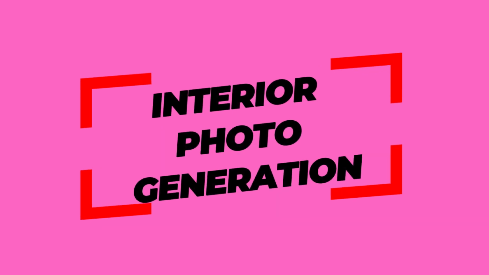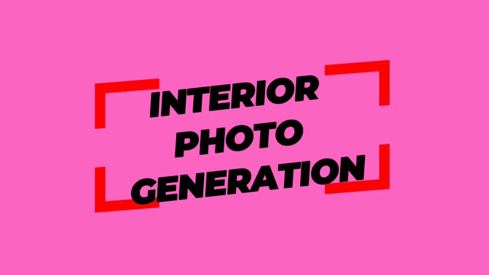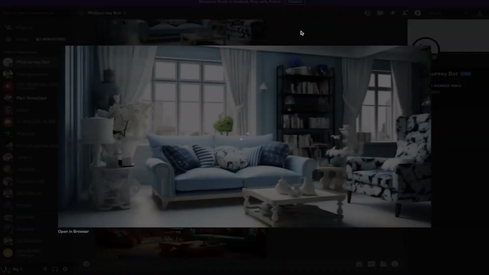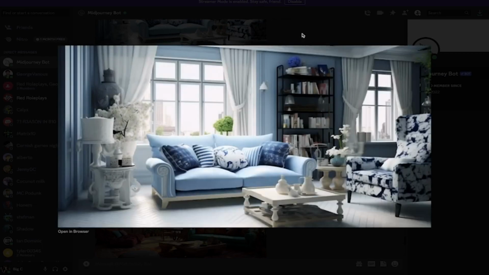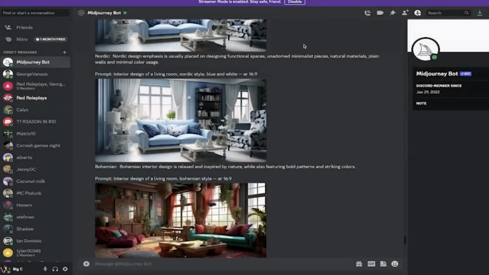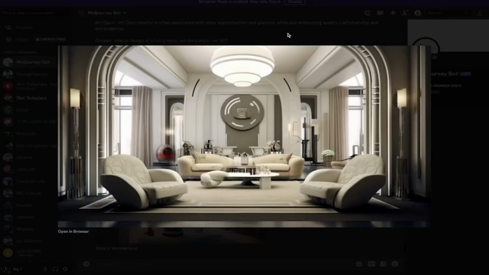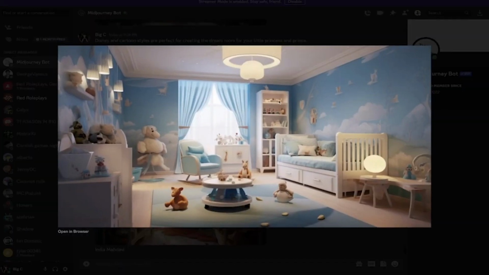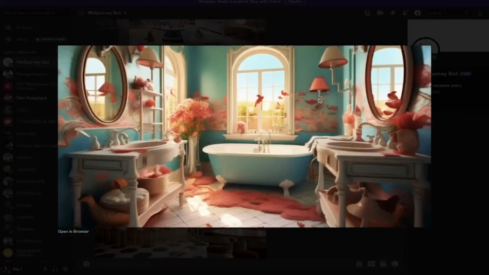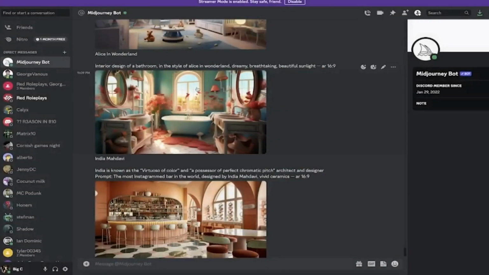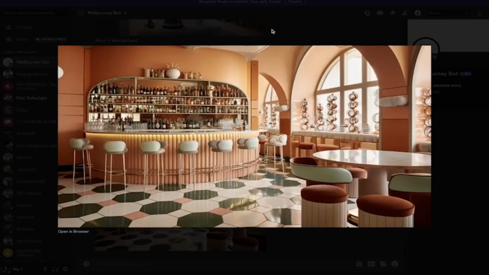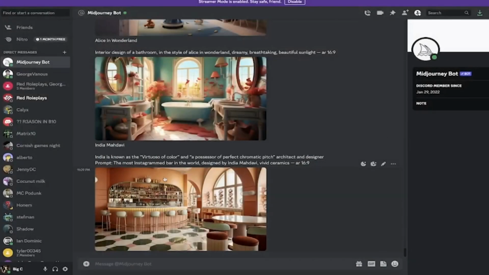4. Interior photo generation. Midjourney AI is also making waves in interior design by generating realistic room layouts and decor concepts. By describing a desired setting or atmosphere, Midjourney can produce lifelike interior visuals that aid in conceptualization and planning. This capability is invaluable for architects, decorators, and homeowners exploring design possibilities.